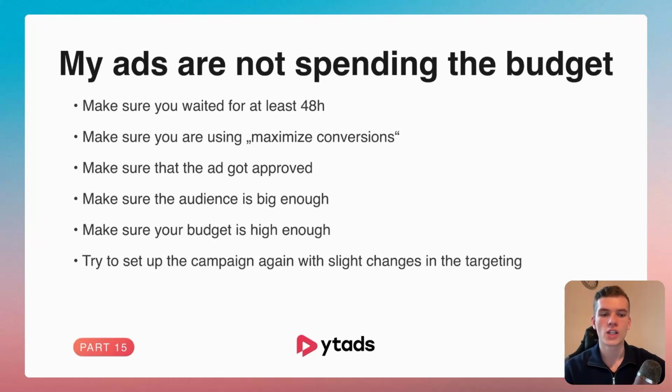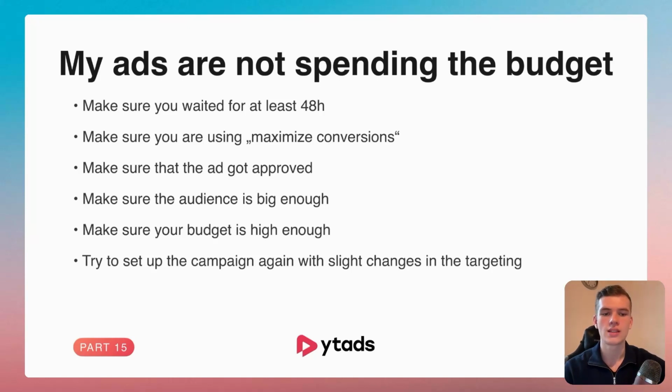And also make sure your budget is high enough. If you have a huge audience, but a really tiny budget, Google will just not even try because it doesn't make sense using this tiny budget on this huge audience. So if you have a huge audience, also try increasing the budget and then the ads might start spending again. And if all of these tips didn't help, then try setting up the campaign again with slight changes in targeting.